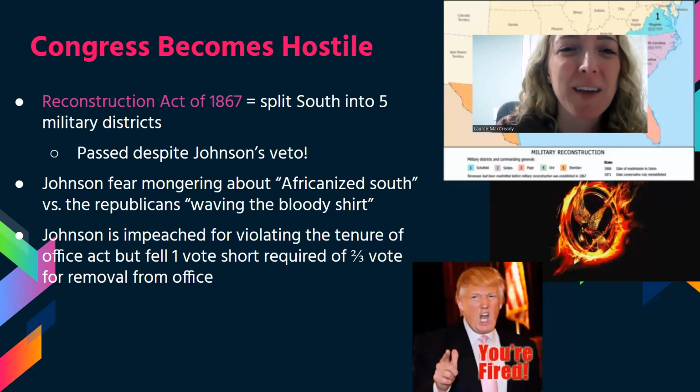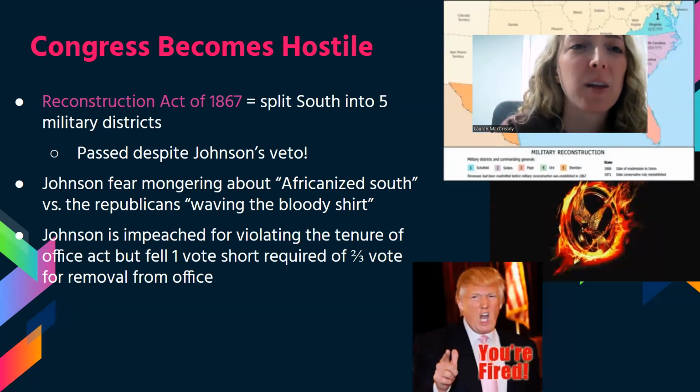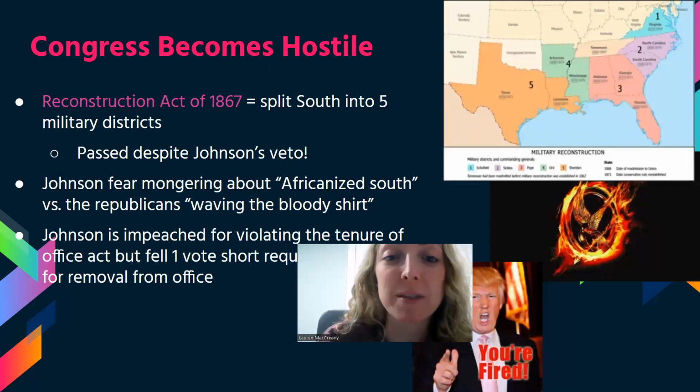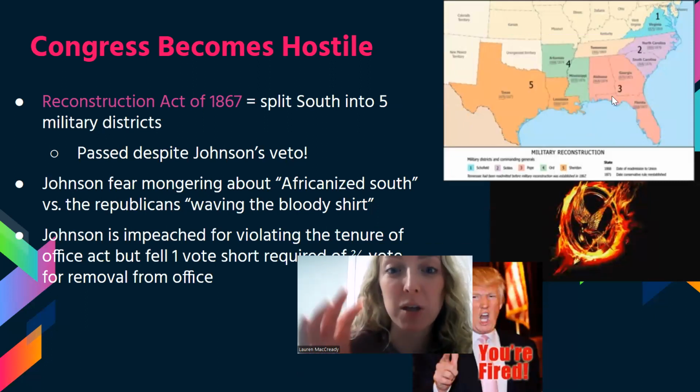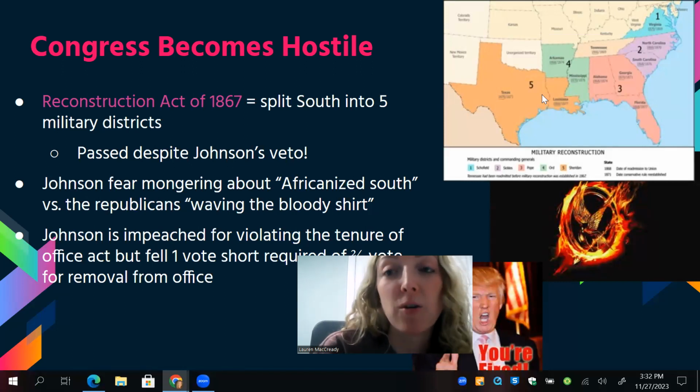So the Reconstruction Act of 1867 is just something else that kind of happens in the background. To show the extremeness of the Northern Republicans, they split the South into 5 different military districts. It's almost like Hunger Games style. And they have military occupation of each of these 5 districts until all of Reconstruction is done. Again, until they accept their pound of flesh.